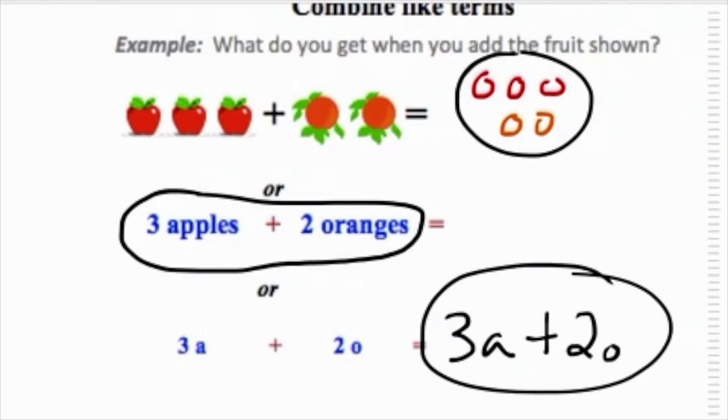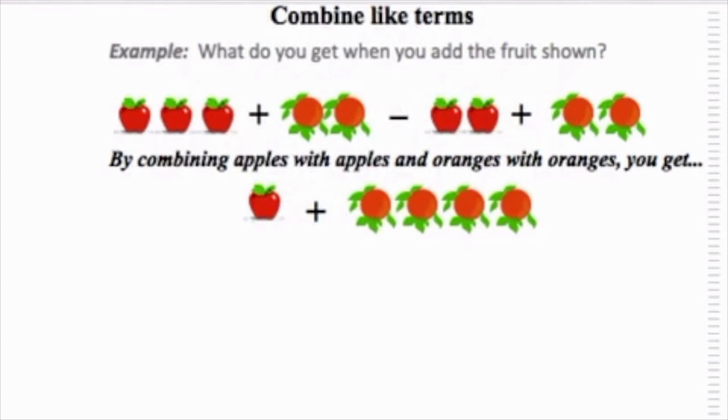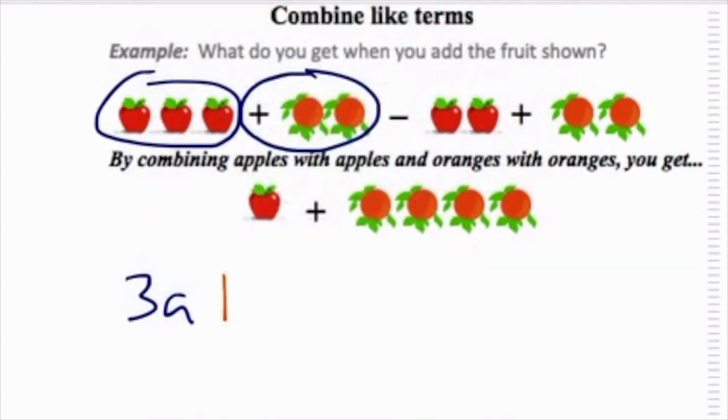This is for at least 7th grade. So here, we're going to transfer these pictures into letters. Once again, that's 3 apples, so 3A plus 2O. This is 2 oranges. Minus 2A plus 2O.